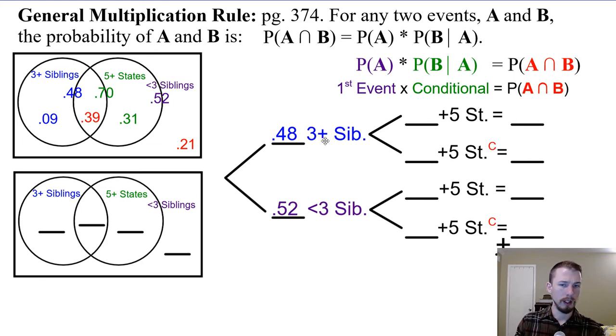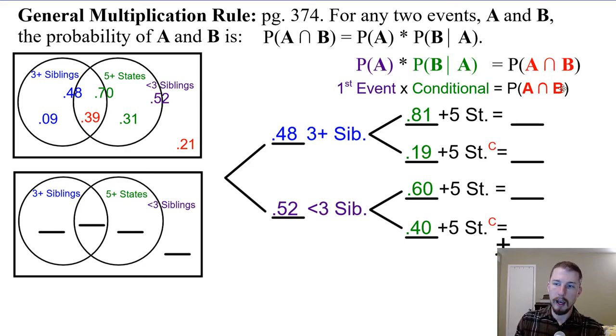So the conditional probability of having traveled to 5 or more states would be 39 out of the 48%, which is 81%. If that's 81%, then we have 19% that haven't, because those 2, of course, have to add up to 1. And then out of the 52% that were part of smaller families, 31% had been in 5 or more states, so 31 out of 52 is 60%, and then 40%, of course, would not have been to 5 or more states.